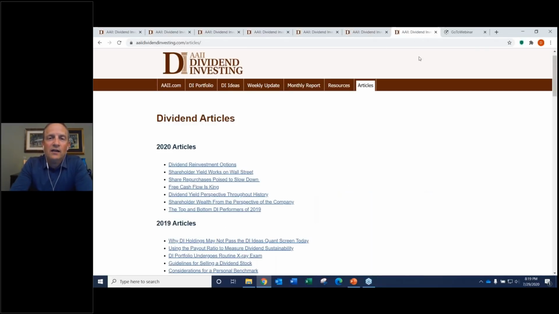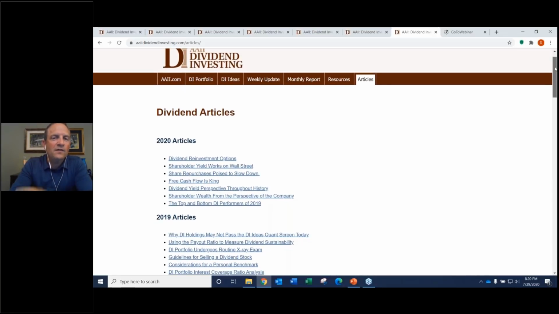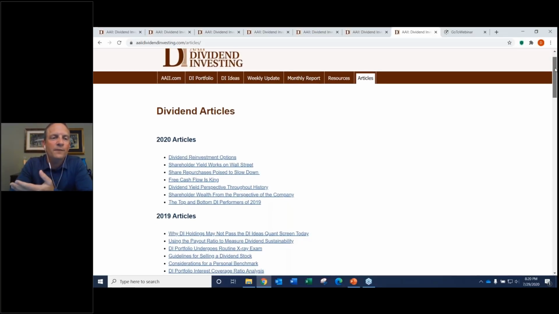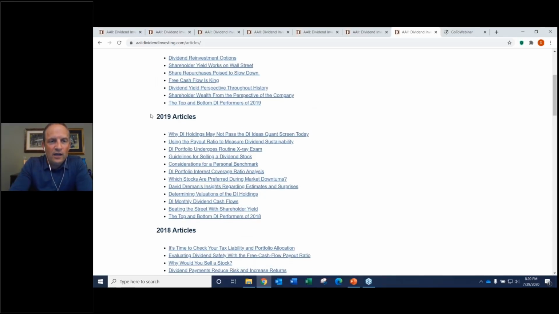And the last thing I wanted to highlight for the website tour is this convenient place to go. Here we call them dividend articles, but these are really that back page article that I was talking about that is part of every monthly report. You can see, for example, in 2019, we talked about DI monthly dividend cash flows. So that was an analysis that we did, just showing that every single month of the year, the current DI holdings pay a dividend.